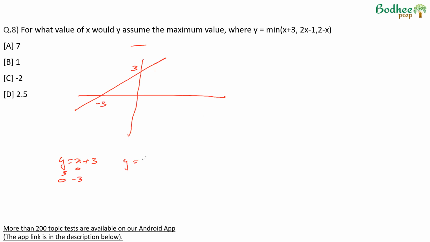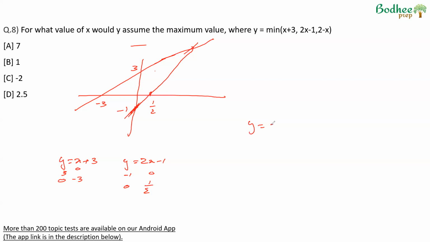Y is equal to 2x minus 1. x is 0, y is minus 1. y is 0, x is 1 by 2. 0 is equal to 2x minus 1, x is 1 by 2. Somewhere here, the slope will be 2, steeper. Something like this. 1 by 2 and minus 1.